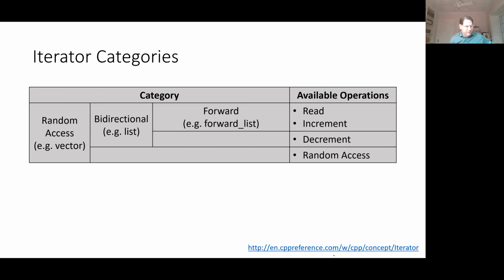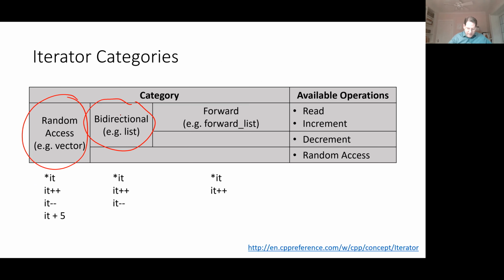Okay, iterator categories. So random access, vector is an example of that. Most powerful iterator, has the most operations. Bidirectional, like a list, a little less powerful. For a random access iterator, we can jump around with it. We can increment, we can decrement, we can dereference. Bidirectional can still dereference, can still move forward, can still move backwards. There are even less powerful ones called a forward iterator.